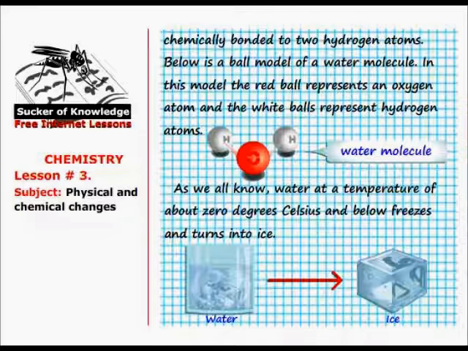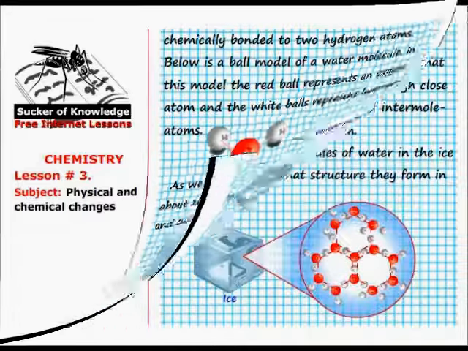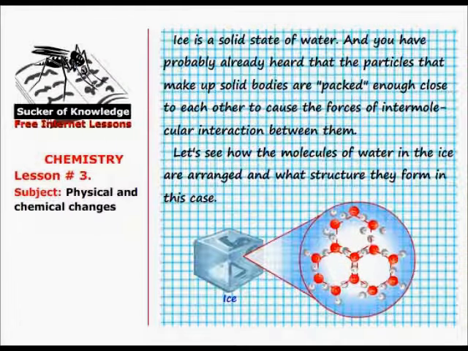As we all note, water at a temperature of about 0 degrees Celsius and below freezes and turns into ice. Ice is a solid state of water, and you have probably already heard that the particles that make up solid bodies are packed close enough to each other to cause forces of intermolecular interaction between them. Let's see how the molecules of water in the ice are arranged, and what structure they form in this case.